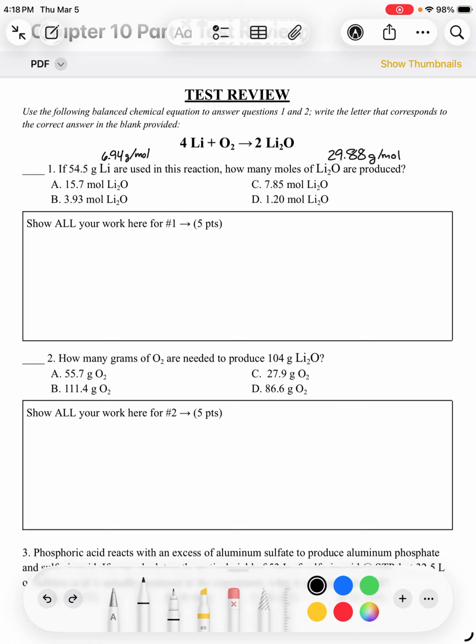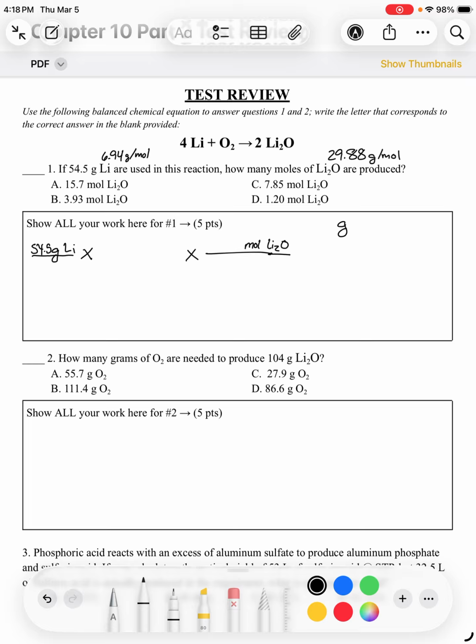Question number 1 says, if 54.5 grams of lithium are used in this reaction, how many moles of lithium oxide are produced? What do we put on our first railroad? We put what we're given, 54.5 grams of lithium. What are we going to turn it into ultimately at the very end? We'll turn it into moles of lithium oxide. So our end game is going to be moles of lithium oxide.